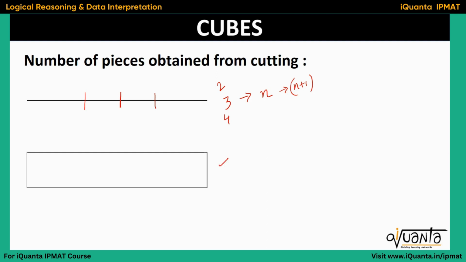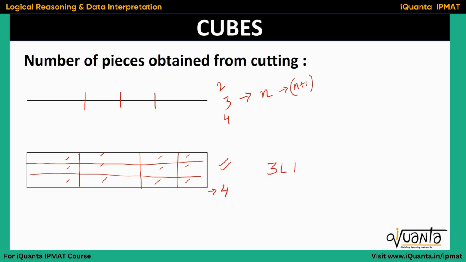Now what if we do the same with a 2-dimensional figure? If we make all the cuts in the same dimension, like 3 cuts here, it will definitely give us 4 parts or 4 pieces. But suppose we make 3 cuts along the length and 2 cuts along the breadth, then we get a total of 12 pieces. So 3 cuts along the length and 2 cuts along the breadth, or a total of 5 cuts, gives us 12 pieces.